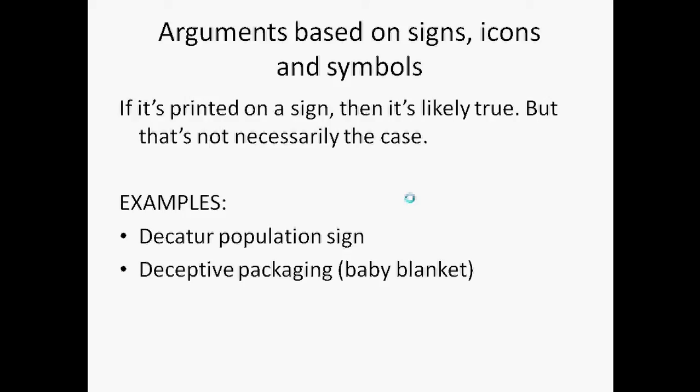There's a sign near where I used to live that said Williams Street, and it wasn't Williams Street, it was William Street. There's no S on it. Things like that. Signs can be wrong. The other thing is deceptive packaging. Sometimes people are just trying to deceive you, and sometimes they're just wrong.